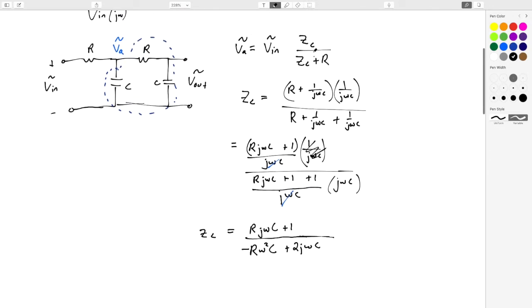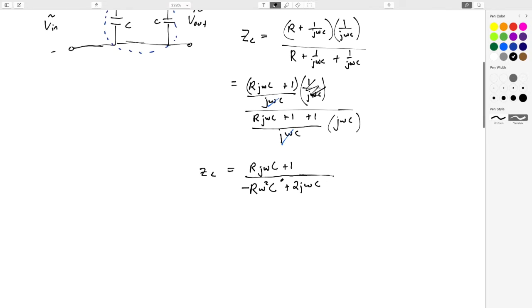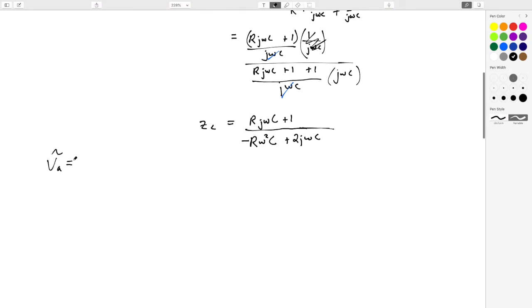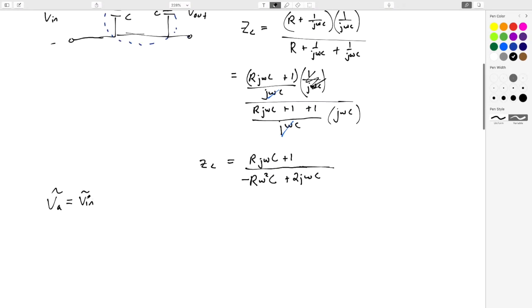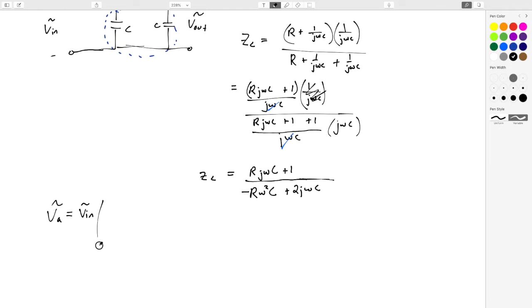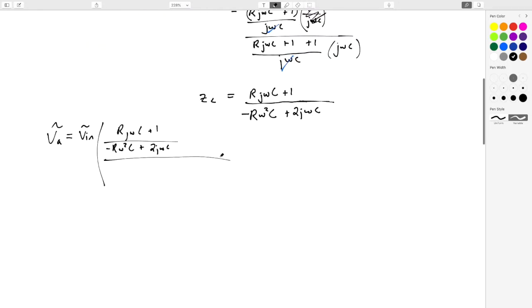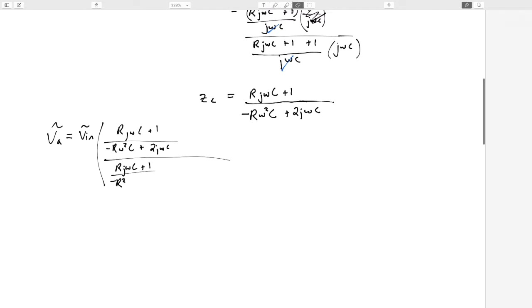So then we've got to go back up here, and remember that VA is actually a function of Vin times this whole mess right here, which is kind of a mess. So it'll end up saying VA equals whatever Vin is in the complex domain, times this thingy. So it'll be, oh boy, R j omega C plus 1 over negative R omega squared C plus 2j omega C, over that plus R. Gosh, why did I pick this? J omega C plus 1 over negative R squared. Whoops, not that.